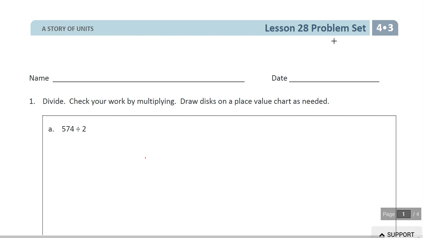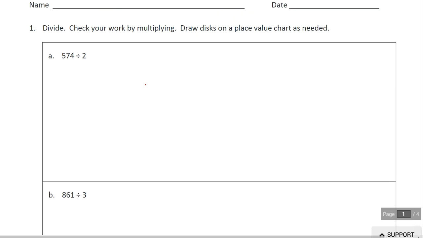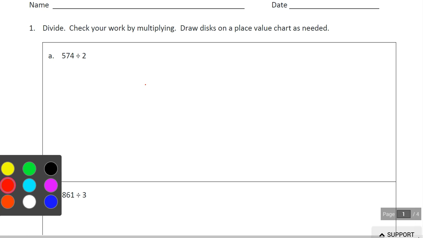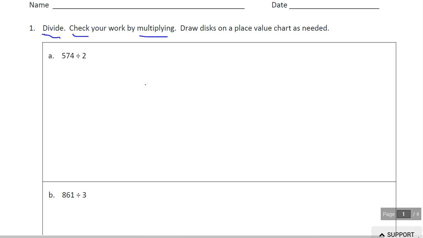All right, so for number 1, it says divide. Check your work by multiplying. And this time it's saying draw discs as needed, so we don't have to use the discs if we don't want to. We just have to divide, but we do need to check by multiplying. Draw discs if needed. All right, so go ahead and do the first one, and let's do our standard algorithm.